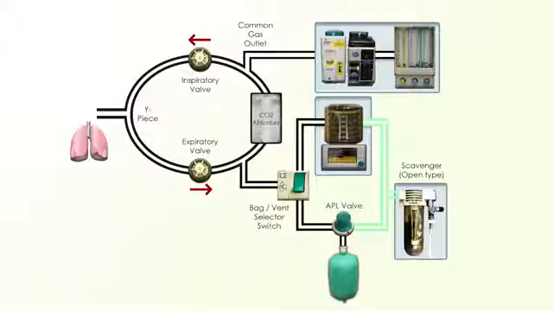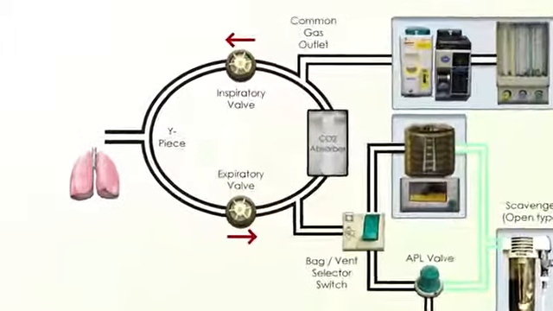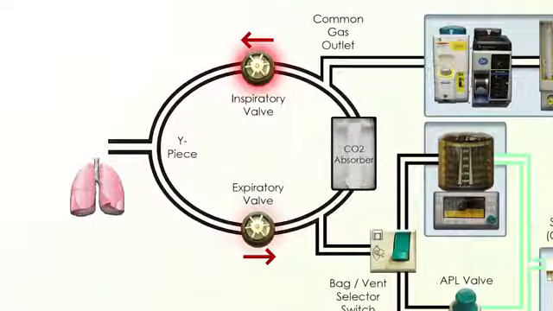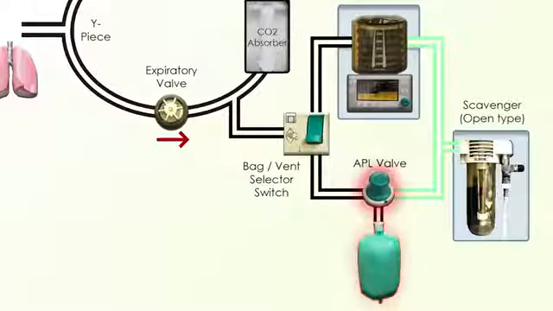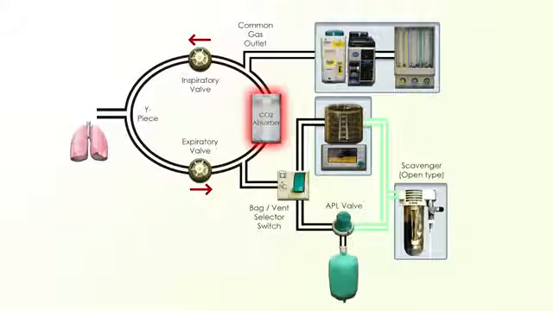Numerous types of breathing circuits exist. The circle system is the most common and is utilized in virtually all anesthesia machines. The circle circuit contains some key components. These are the two one-way valves, the inspiratory valve and the expiratory valve, the reservoir bag, the adjustable pressure limiting or APL valve, the carbon dioxide absorber, and finally the Y piece at the patient end.